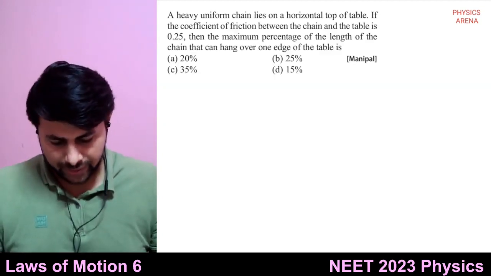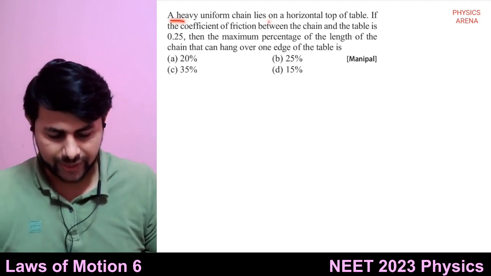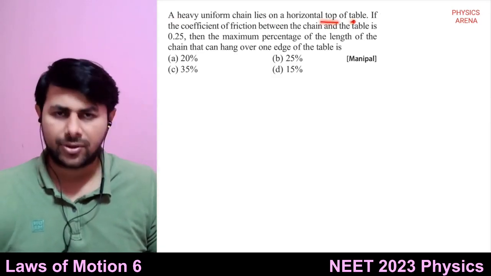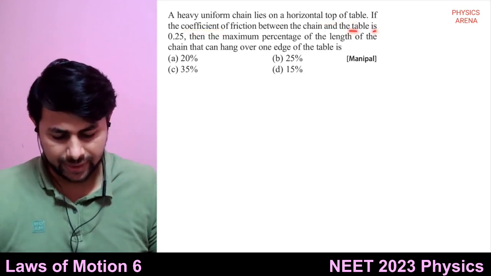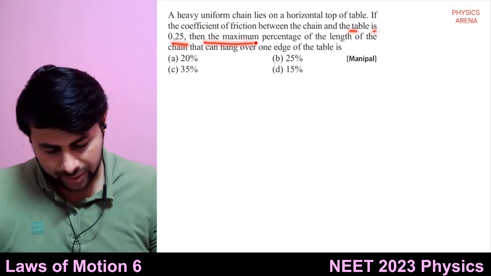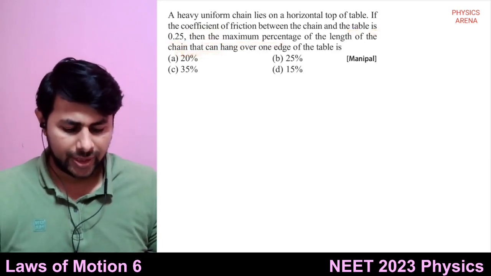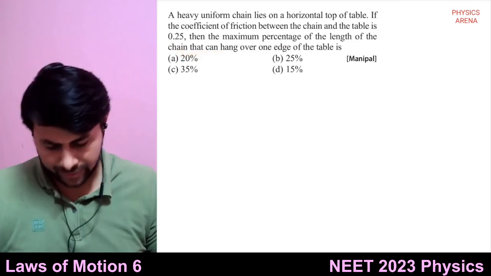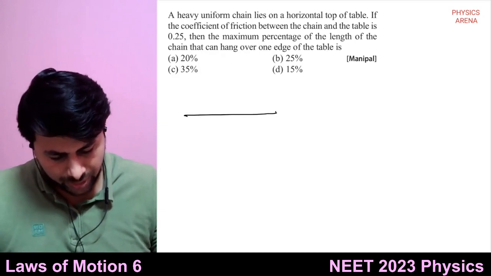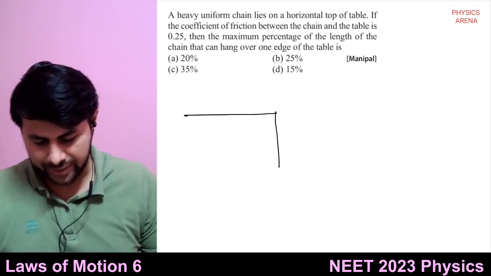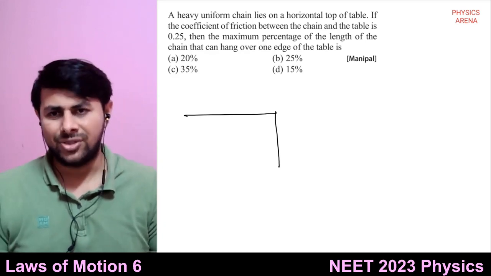So then let's look at this problem. A heavy uniform chain lies on horizontal top of table. If the coefficient of friction between the chain and the table is 0.25, then the maximum percentage of length of the chain that can hang over one edge of the table is. So there is a table. This problem is not asked in the NEET exam, but it can be asked. It has been asked in many medical and engineering exams.